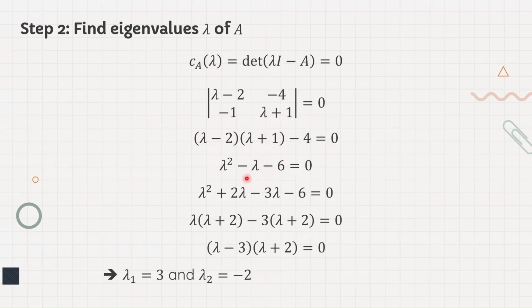Then we will split this minus lambda into 2 lambda minus 3 lambda for the purpose of factorizing. If we factorize lambda out, we'll get lambda plus 2, and factorizing minus 3 will give us lambda plus 2. Eventually, lambda minus 3 times lambda plus 2. The roots of this equation are lambda 1 equals 3 and lambda 2 equals minus 2.